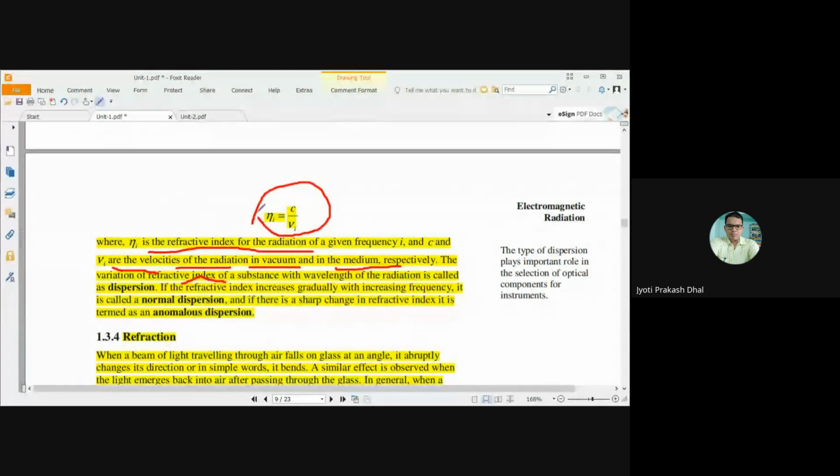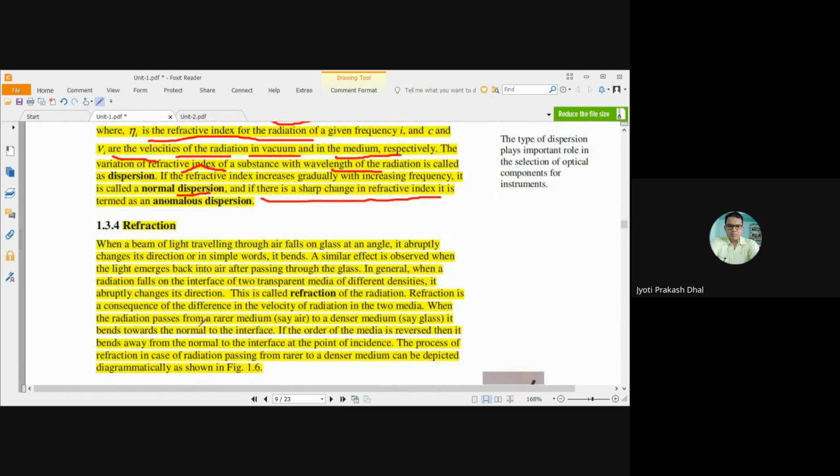So refractive index equals the velocity of the electromagnetic radiation in vacuum, that is c, divided by the velocity of the electromagnetic radiation in that particular gaseous medium, that is v_i. So refractive index equals c by v_i. This variation of the refractive index of a substance with the wavelength of the radiation is called dispersion. If the refractive index increases gradually with increasing frequency, it is called normal dispersion. And if there is a sharp change in the refractive index, then that is called anomalous dispersion.